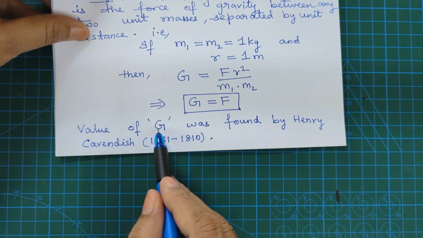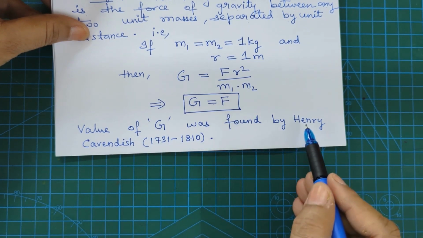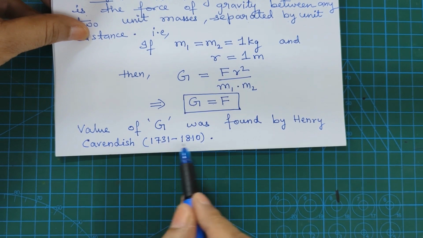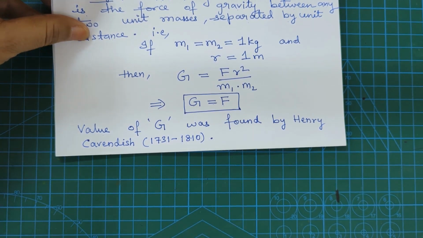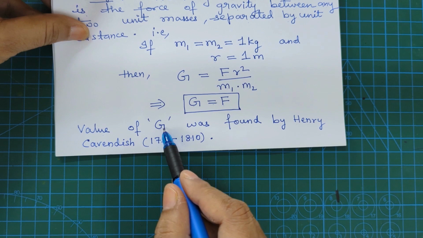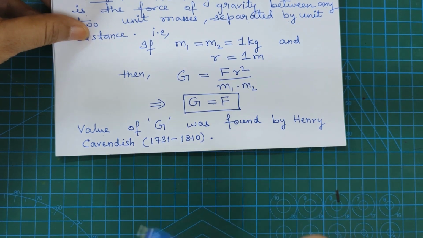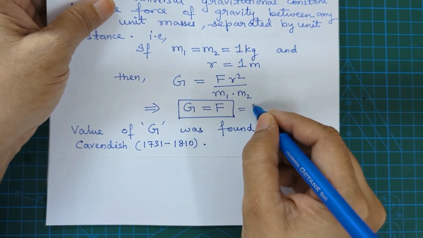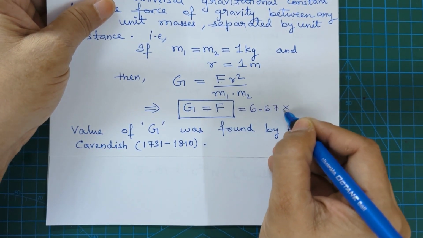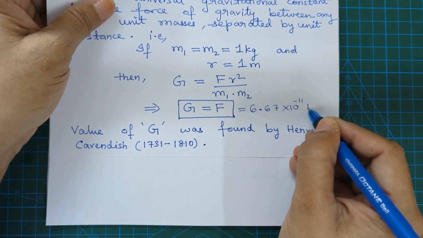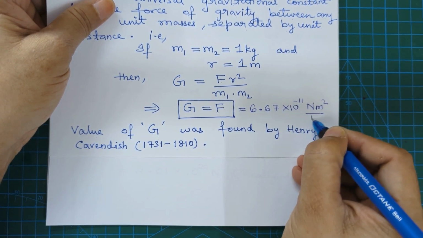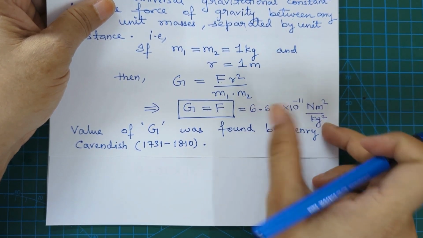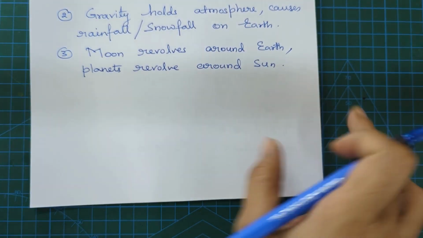The value of the universal gravitational constant was first found by Henry Cavendish. Henry Cavendish did it by a particular experiment, but that experiment is not in our syllabus, but it's an interesting experiment to know how the value of G was found. But what is the value of G? The value of the universal gravitational constant is 6.67 into 10 to the power minus 11 Newton meter square per kilogram square. This is something we have to remember about the gravitational constant.